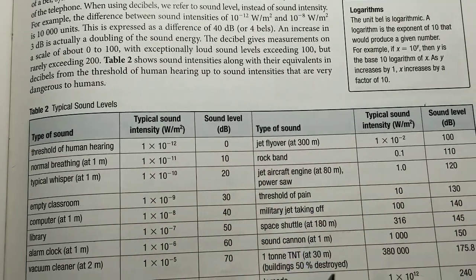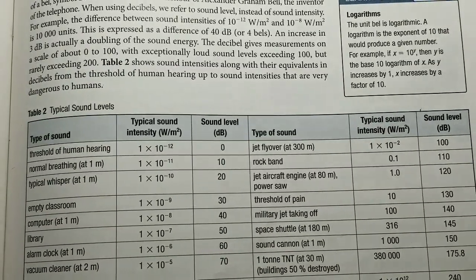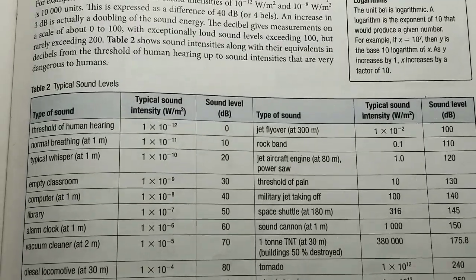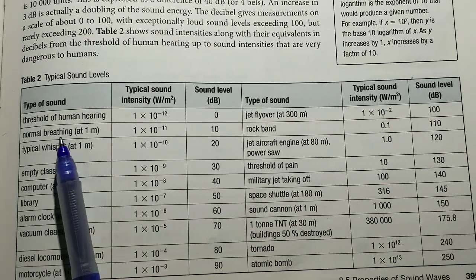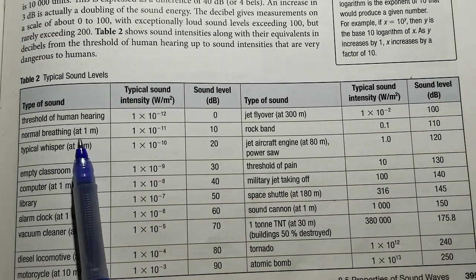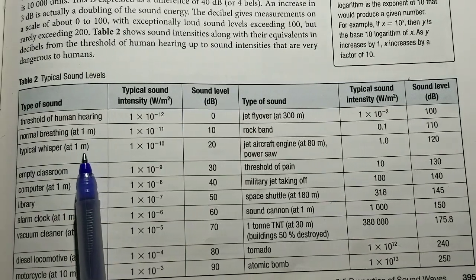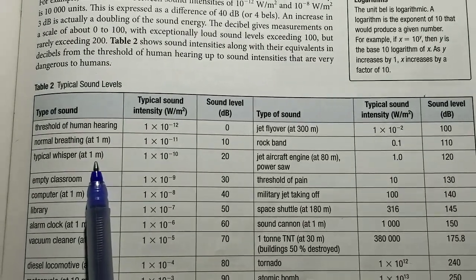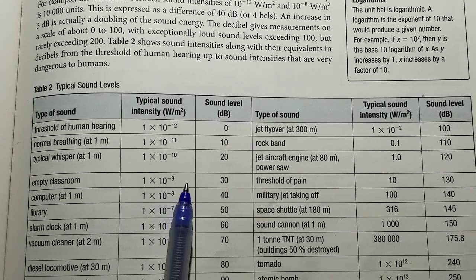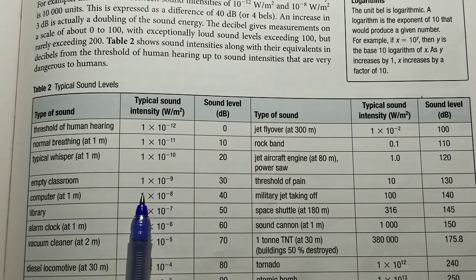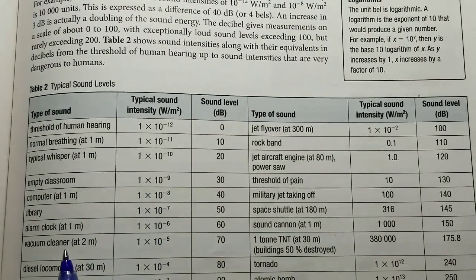So what I usually do with you guys is pick out some that are interesting and fill them out on the table. So we can just look at this table, and I can still write out some if you want, but some things that you might be familiar with. Normal breathing at 1 meter. This bothers me when my daughter kind of breathes in my ear, and she's probably closer than 1 meter though. A typical whisper at 1 meter if you're trying to whisper during class and I hear you. An empty classroom still has sound because, you know, there's still sounds and there's waves bouncing around. A computer at 1 meter, you're probably used to that by now. A library alarm clock, a vacuum cleaner.